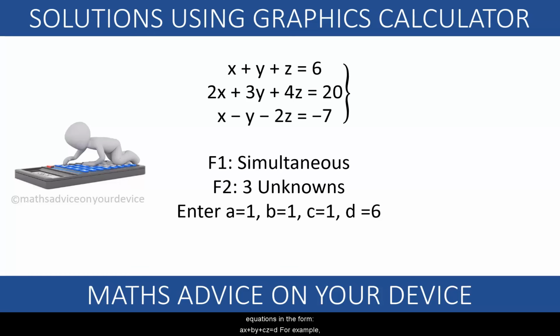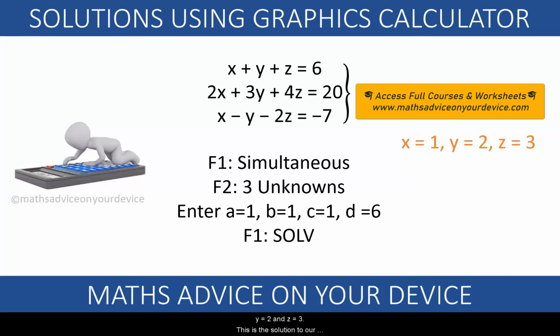For example, for the first equation, x plus y plus z equals 6, enter a equals 1, b equals 1, c equals 1, and d equals 6. Do this for each line. Then select F1 for solving. Your calculator returns x equals 1, y equals 2, and z equals 3. This is the solution to our system of simultaneous equations.